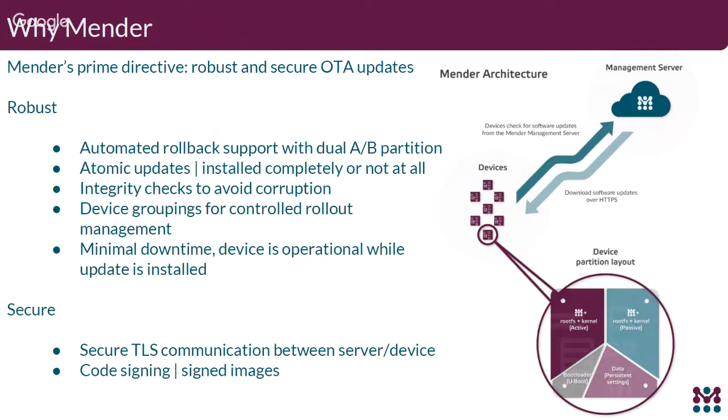So we use a fully dual root file system partition layout to ensure proper rollback capability in case there is an issue with either network connectivity or power, or simply a buggy update that gets installed. We allow device groupings in the management server to allow you to control the rollout using a phased approach to avoid sending potentially risky updates to your entire device fleet at once.